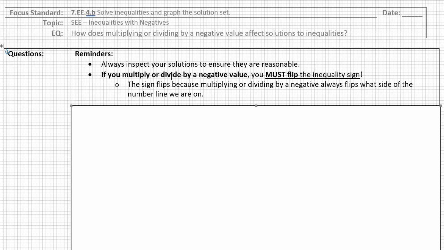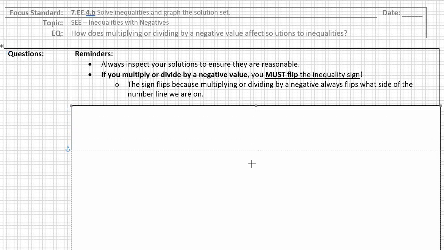If you multiply or divide by a negative value, you must flip the inequality sign. Now the reason for this goes back to when we learned to multiply and divide by negatives. We learned that multiplying or dividing by a negative flips what side of the number line we are on. And since we flip to the opposite side of the number line, we must also flip the inequality sign to make sure that our statement still is reasonable. So we're going to look at 4 examples today that have us practice and look for this type of problem.